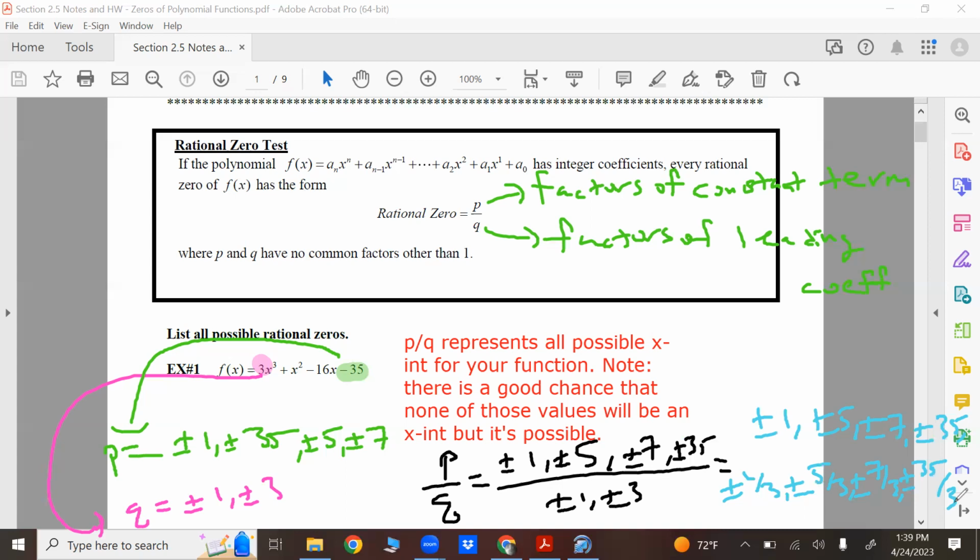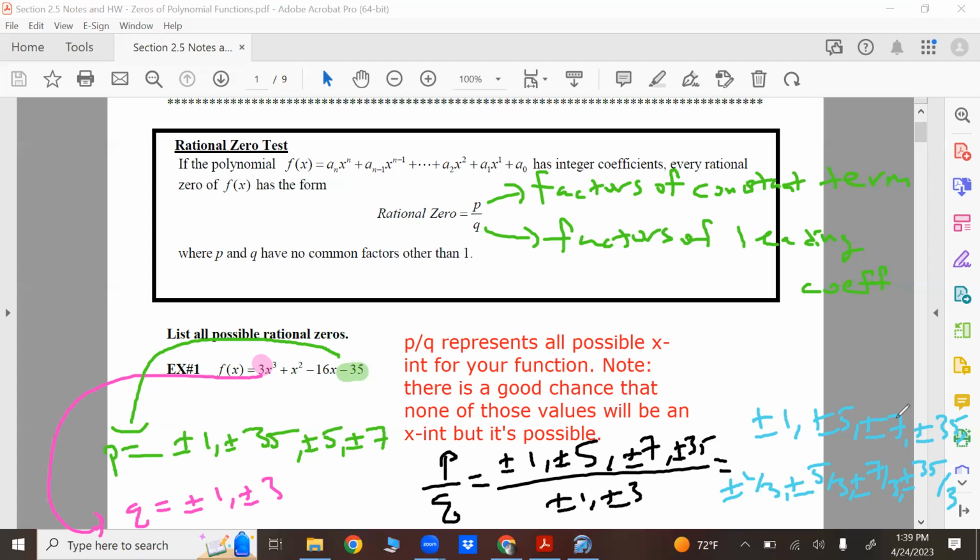And of course, you divide by plus or minus 1, so it's the same thing. But also you can divide all those factors of 35 by 3. Plus or minus 1/3 is 2, plus or minus 5/3 is 2 more, plus or minus 7/3, plus or minus 35/3. So what this means is that all those numbers written in blue can be x-intercepts of your function.